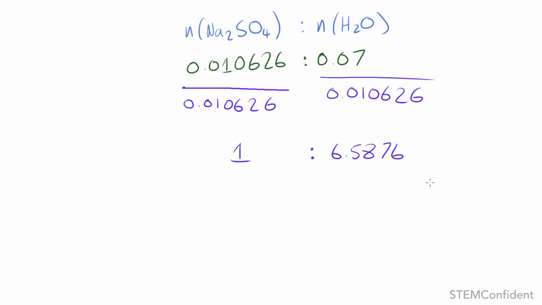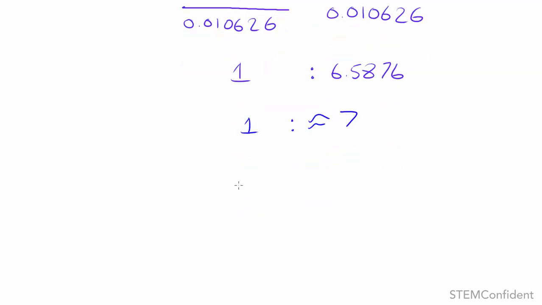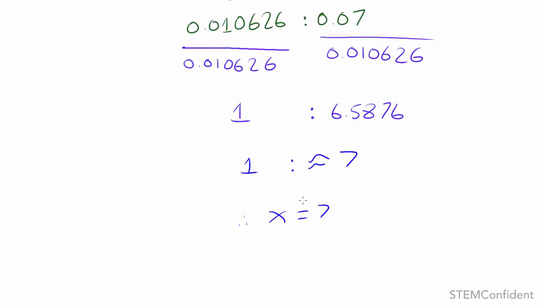And okay, so in this context, what we want to do is get integer values, right? So in this case, if we round the 6.5876 to the nearest integer value, we effectively need to round it up, and that would give us 7. So what we're going to say is that 1 is in a ratio of approximately 7, because we're rounding it up, okay? So it's approximately 7, and therefore x is equal to 7, right?